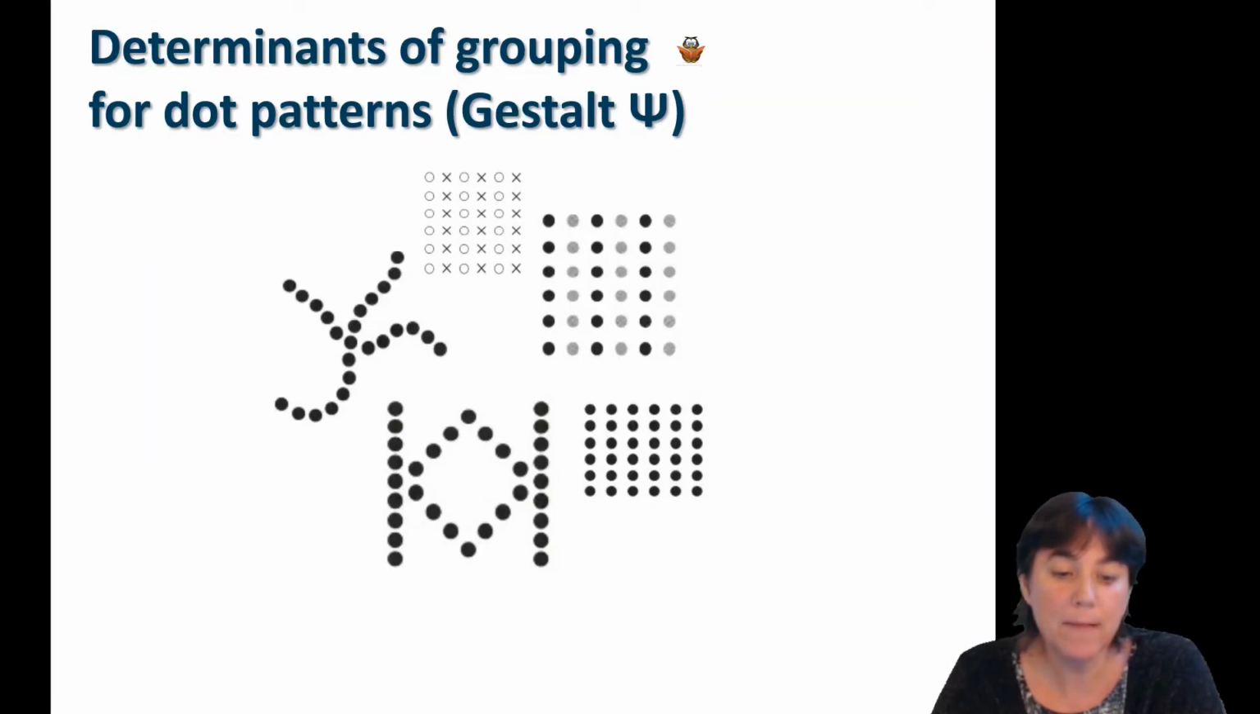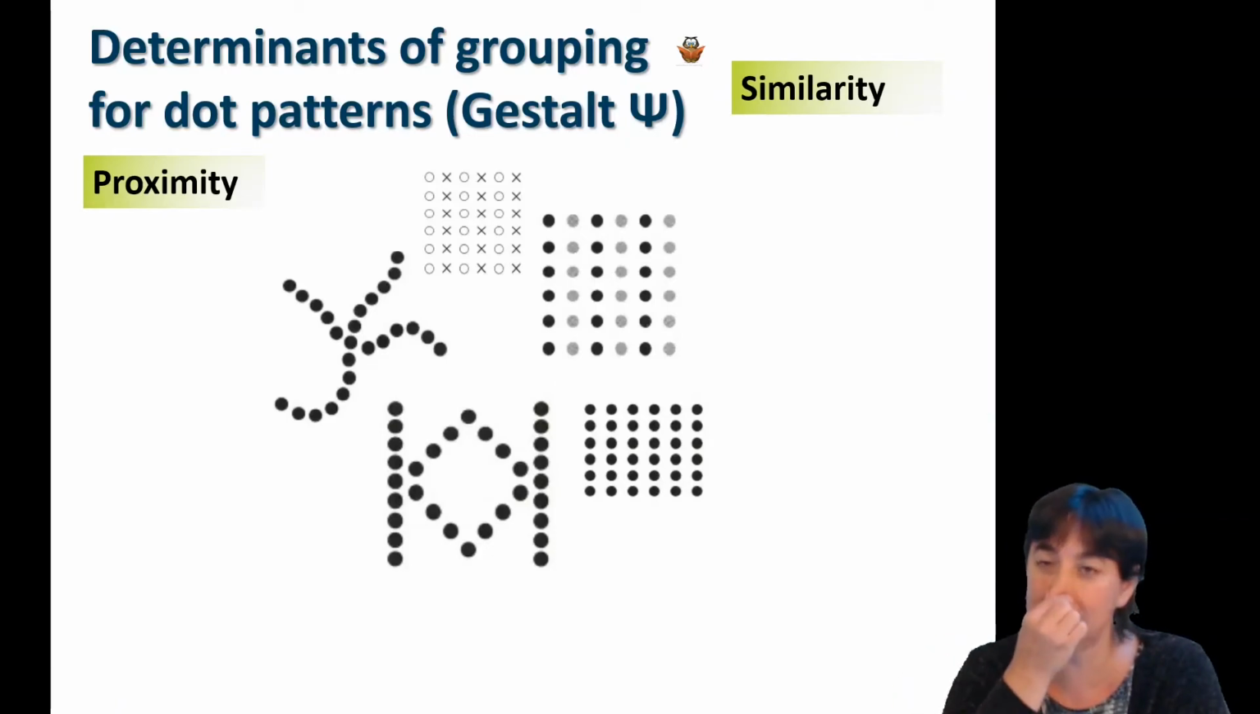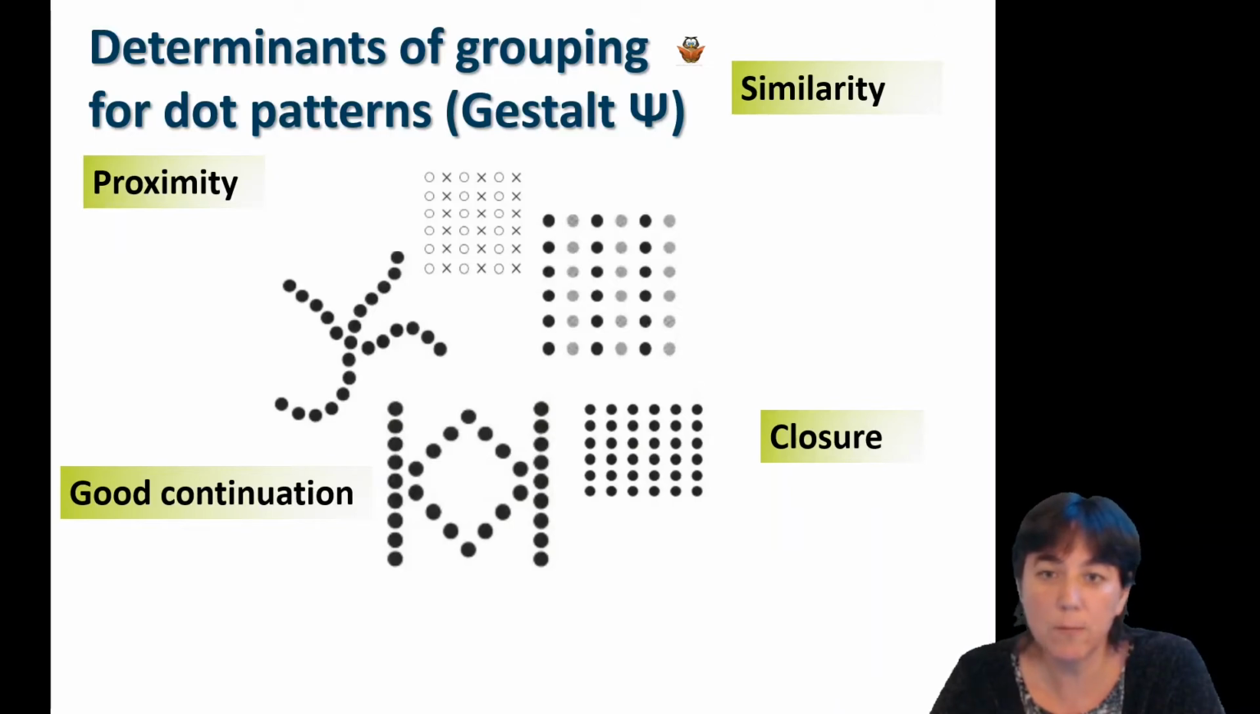In these dot patterns, there's the proximity rule, there's also similarity, and try to attach these notions to these figures. There's the good continuation and closure. So what do you think? Which could be which? Which is proximity? Basically, things that are closer are perceived as one, as a single line.